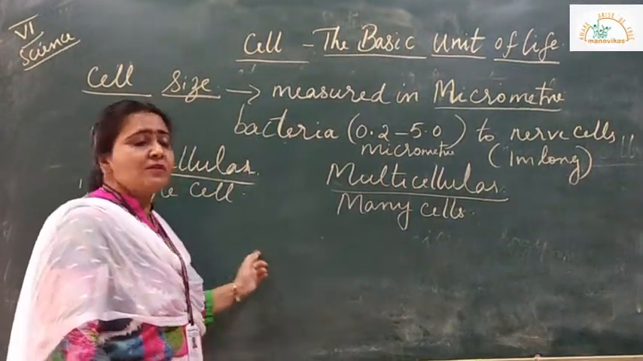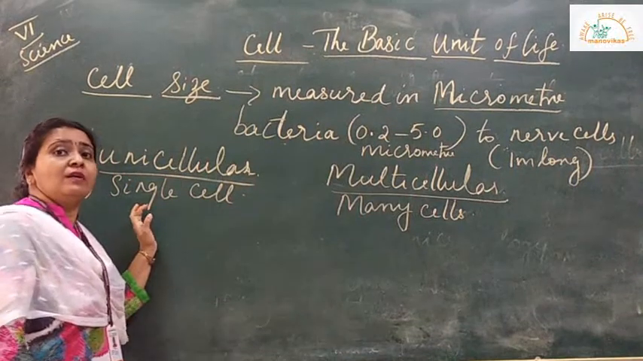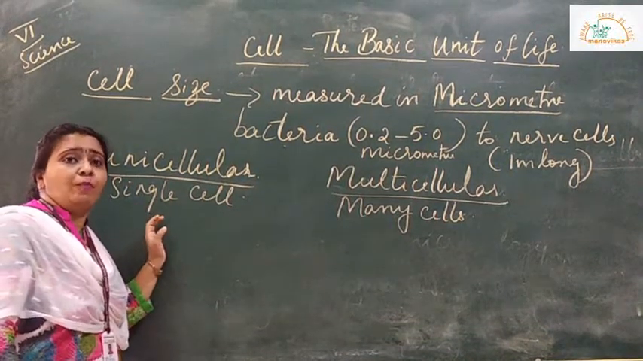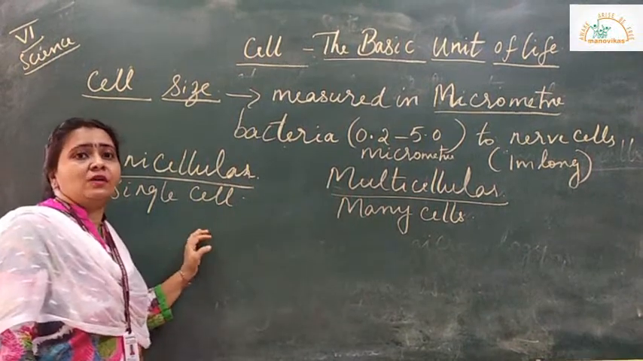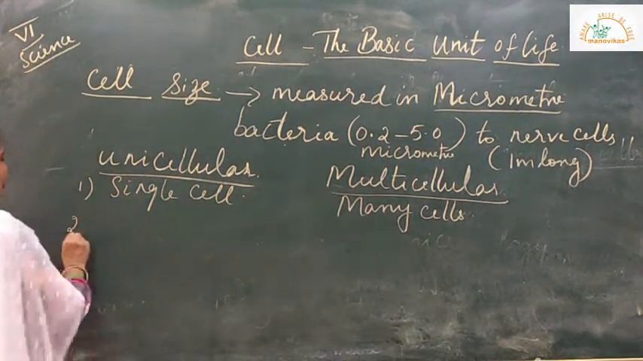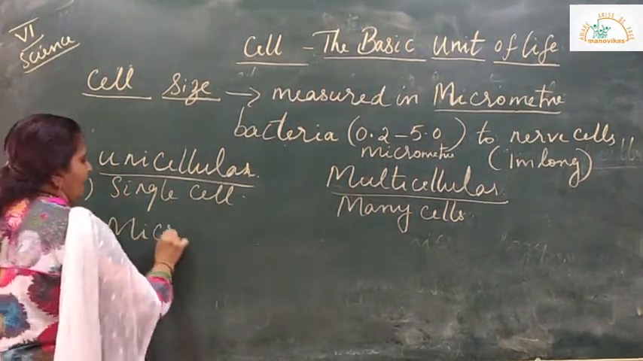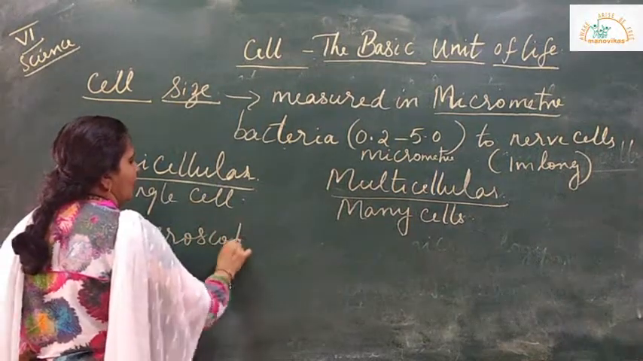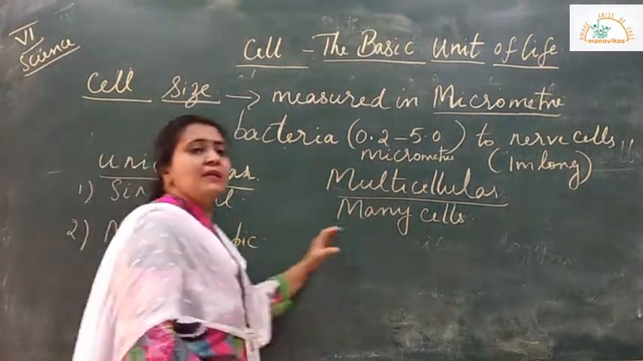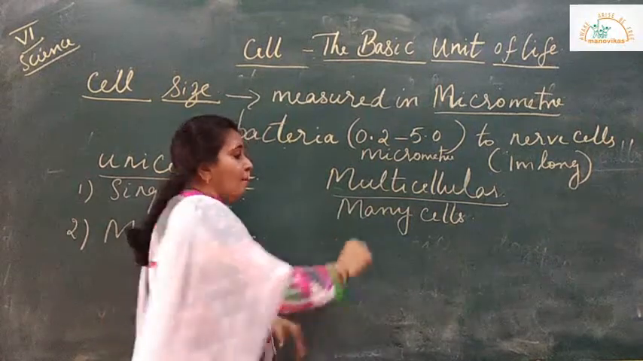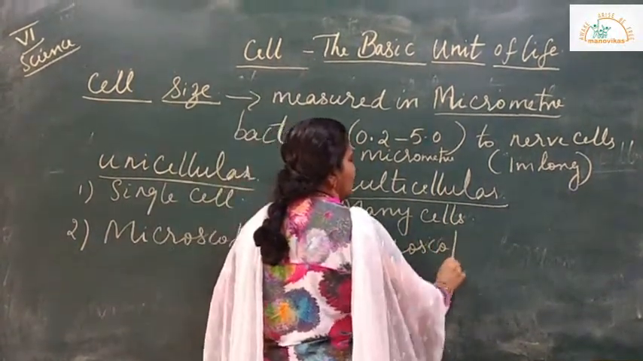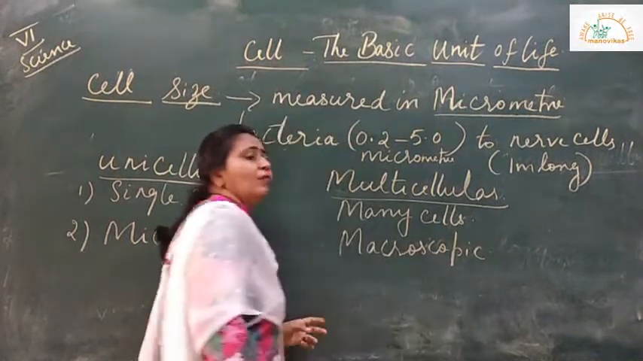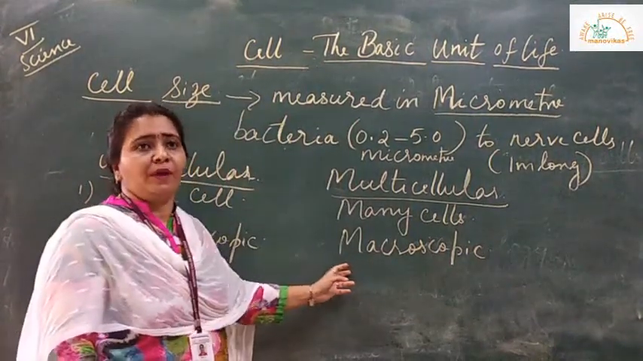Now the second difference is that unicellular organisms are microscopic. Microscopic means which you cannot see with your eyes. Whereas multicellular organisms are macroscopic. Macroscopic means which you can see with your eyes.